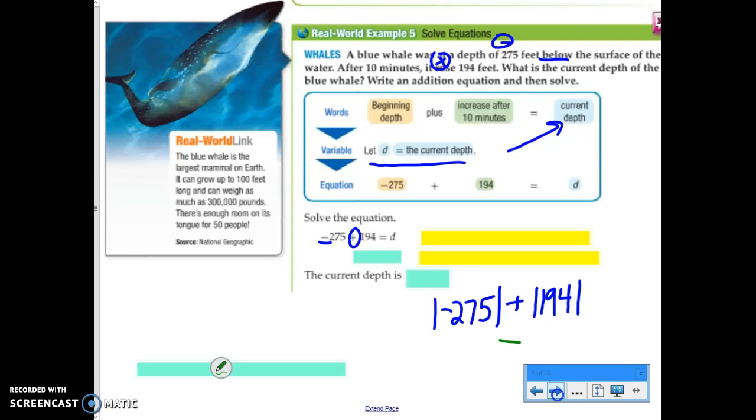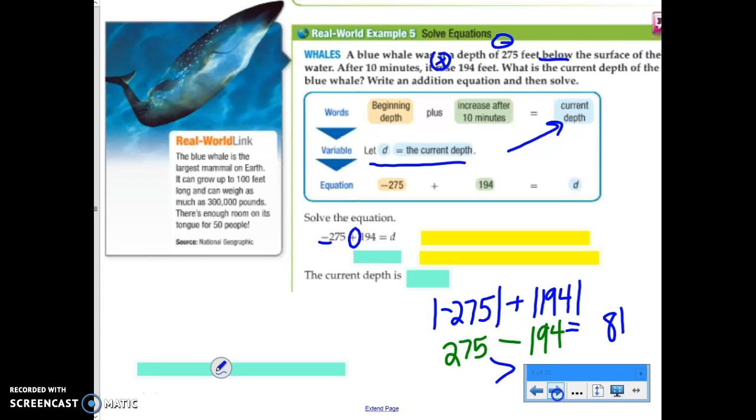So I get the absolute value of negative 275 is 275, plus the absolute value of 194 is 194. So I know that's going to equal, let's see, what does that equal? 75, what is that? 81, excuse me, 81. Okay, now the question is it positive or negative?